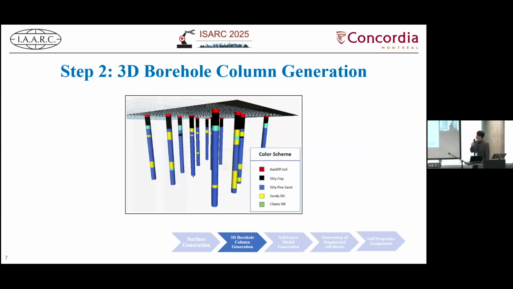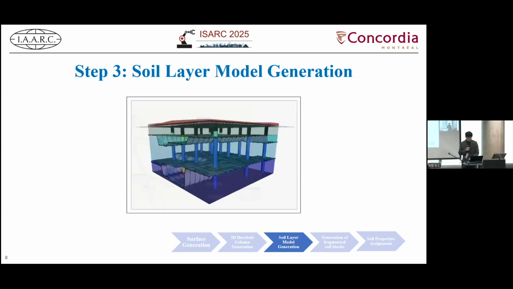Step 2 is 3D borehole column generation. This image shows a 3D borehole column generated from 2D drawing reports. They include soil classification data. In Dynamo, we convert this classification into different points, and then visualize them as color-coded 3D columns to represent different soil types.